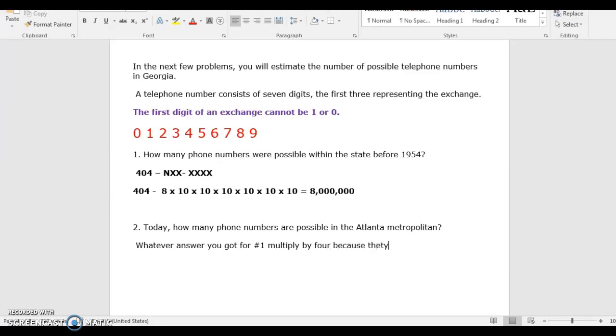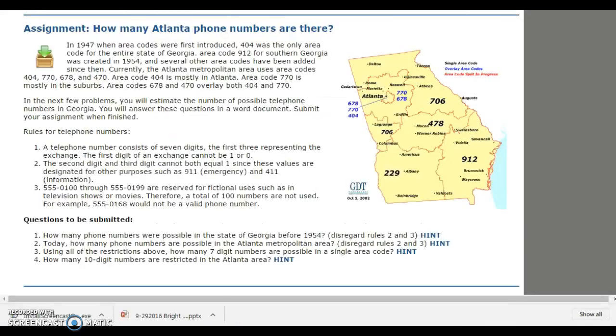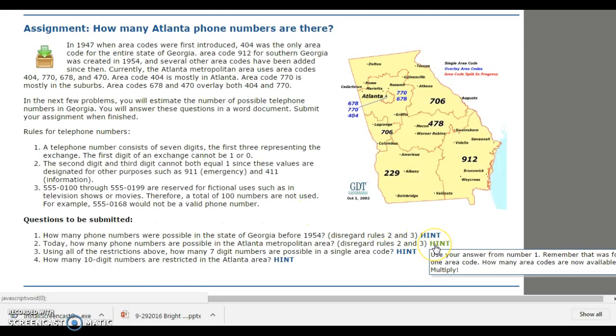Because there are 4 area codes. And when you go back to your hint, it also told you there: use your answer from number 1. Remember, that was for 1 area code. And it asks you how many area codes are now available. And then just multiply. Okay, so that's easy.